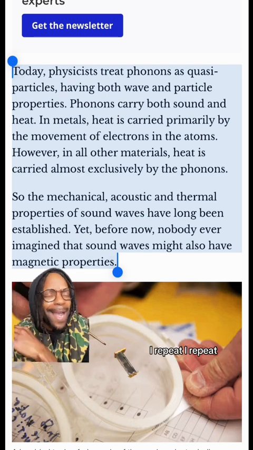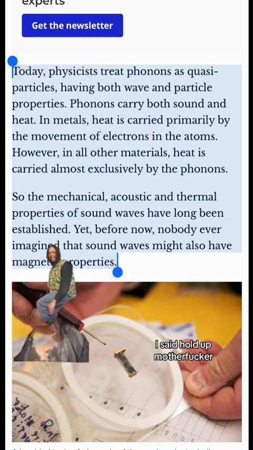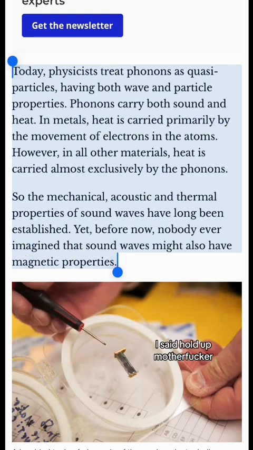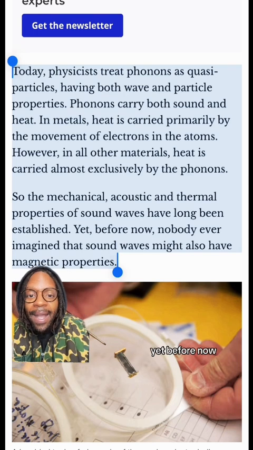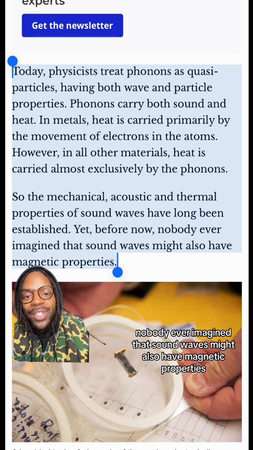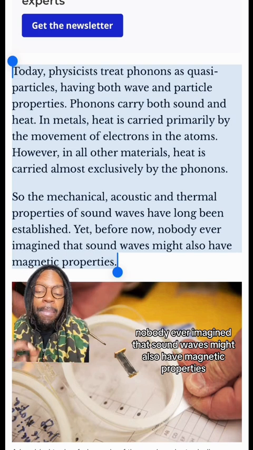I repeat, hold the phone, hold. I said, hold up. Hold the phone, I repeat. Yet, before now, nobody ever imagined that sound waves might also have magnetic properties.